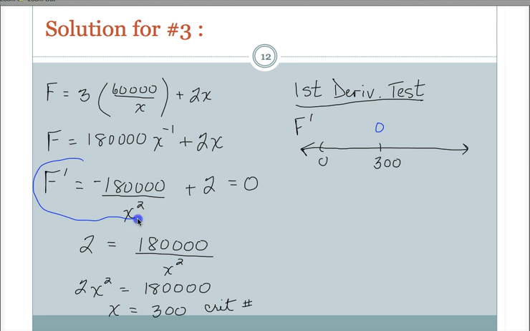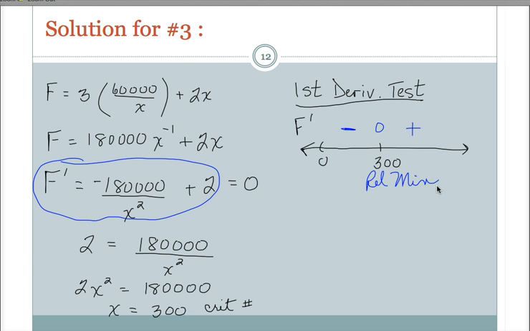So like right here. Okay. That gives you negative to the left. And then if you pick something just a little bit bigger than 300, you get a positive over here. So what happens is our first derivative is changing negative to positive. That means our original is changing from decreasing to increasing, therefore creating a relative minimum.